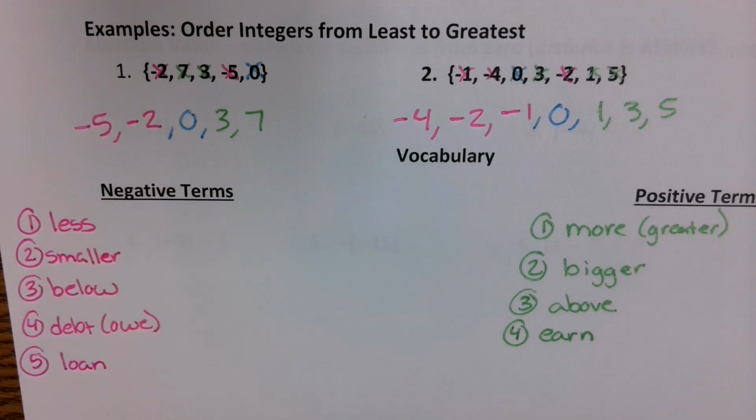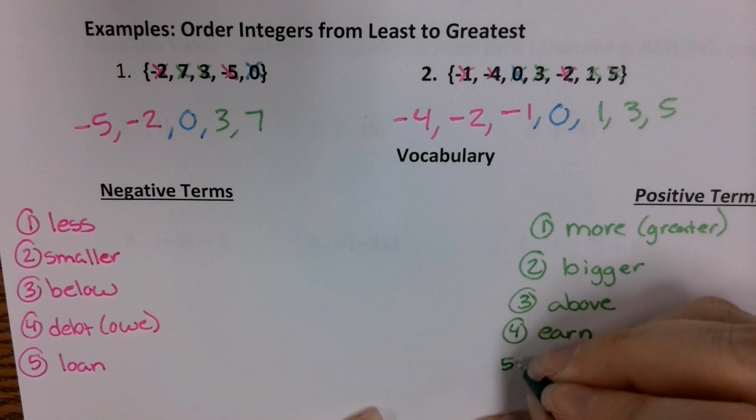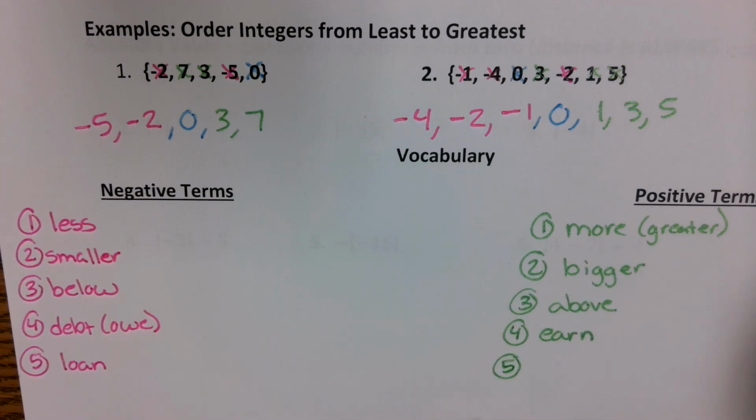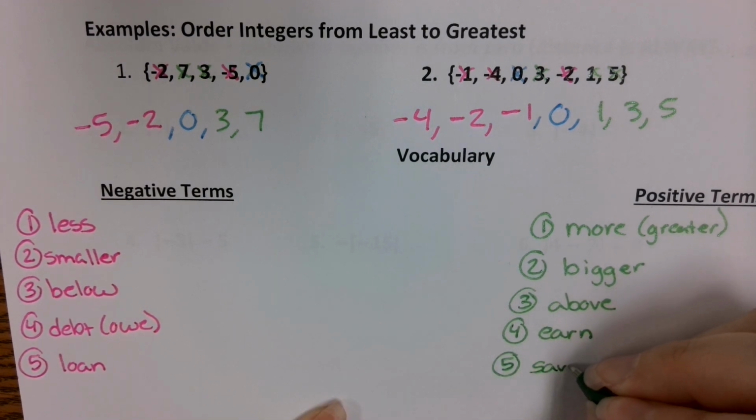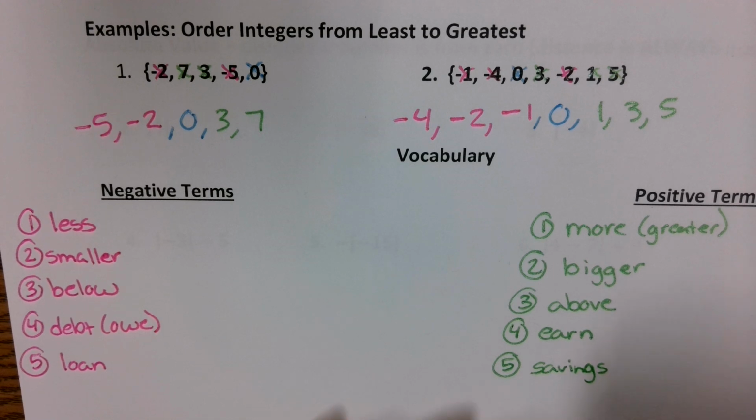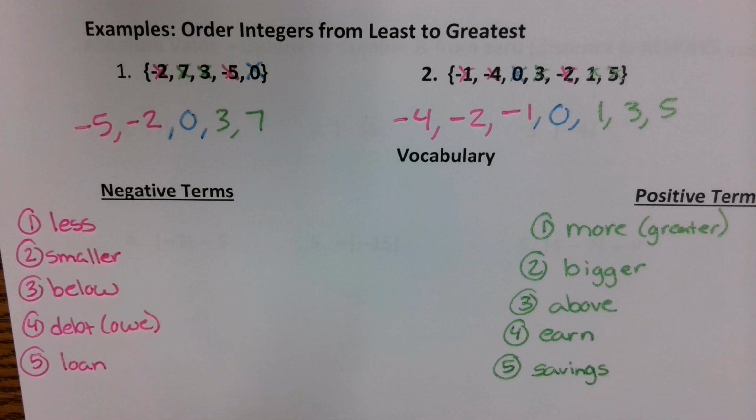Okay, if I take out a loan, that means I'm borrowing money from a bank. This one might be a little bit difficult. The opposite of taking a loan from a bank would be to make a savings with a bank. So you have a savings account. With a loan, you have to pay the bank money. With a savings account, the bank winds up paying you money. Called interest.